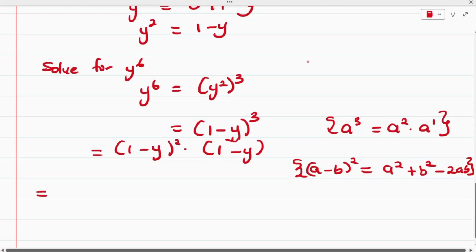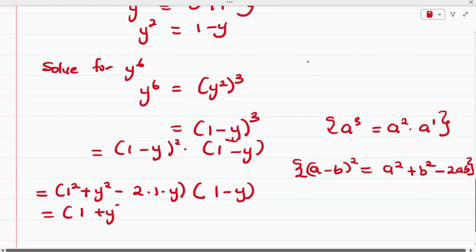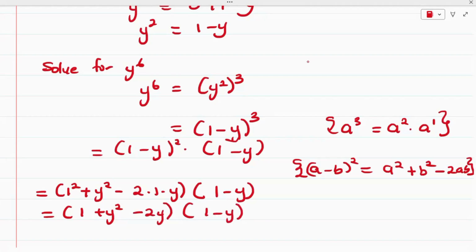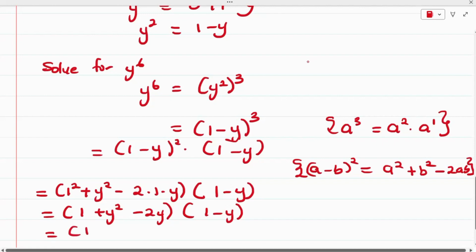Alright, so we want to make use of this to expand this. So this is equal to 1^2 + y^2 - 2 multiplied by 1 multiplied by y, multiplied by (1 - y). So 1^2 is 1, plus y^2, minus 2 multiplied by 1 multiplied by y will give us minus 2y, which is multiplying (1 - y). So rearranging this, we have (1 - 2y + y^2) multiplying (1 - y).